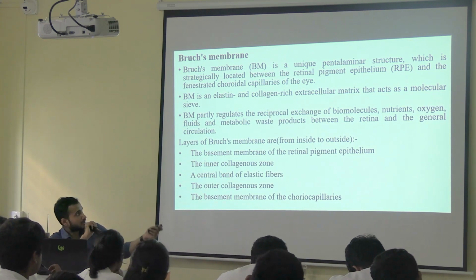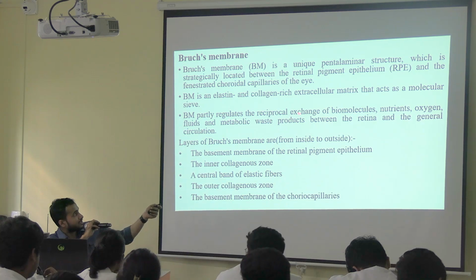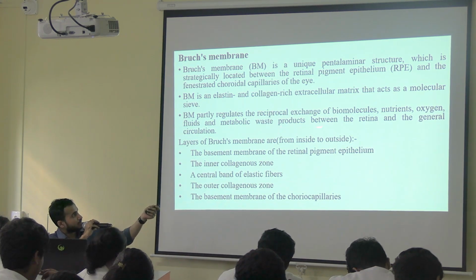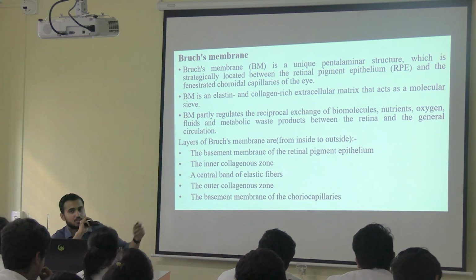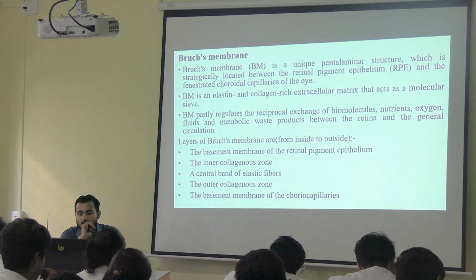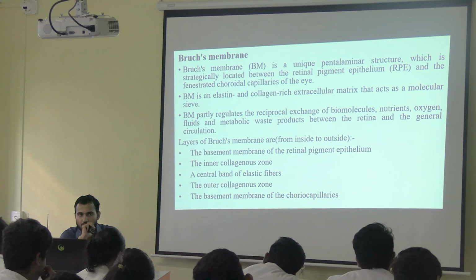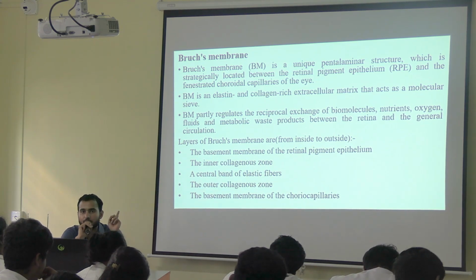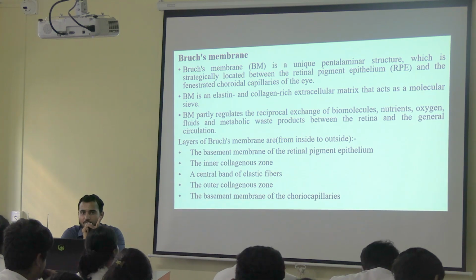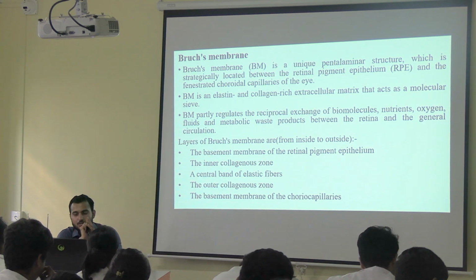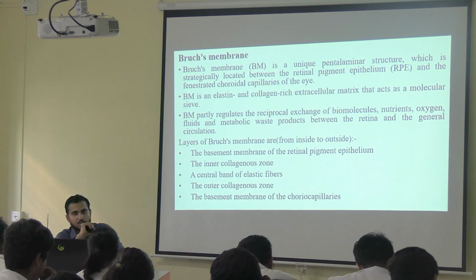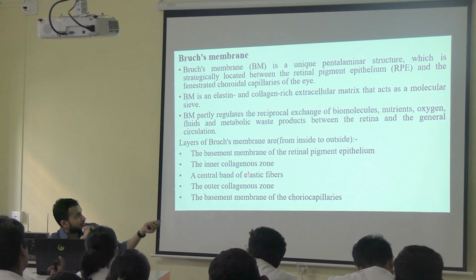And what is the function? As you can see, it regulates the exchange of biomolecules, nutrients, oxygen, and metabolic waste product between the retina and general circulation. Outer aspect of the retina and general circulation. So that is the function of Bruch's membrane. Okay. So in the beginning I mentioned it is a pentalaminar structure. So how many layers will be there? 5 layers will be there. Okay. So first you can see तो यहाँ पे can you tell me which is the innermost layer, which is the outermost layer of the Bruch's membrane?